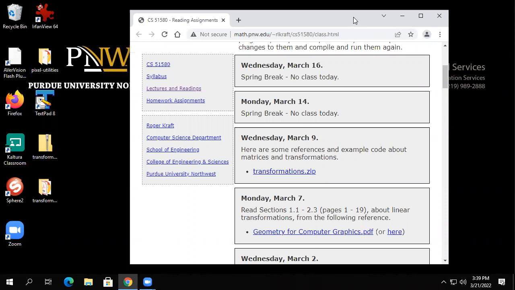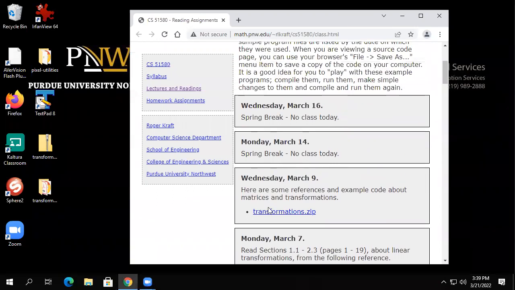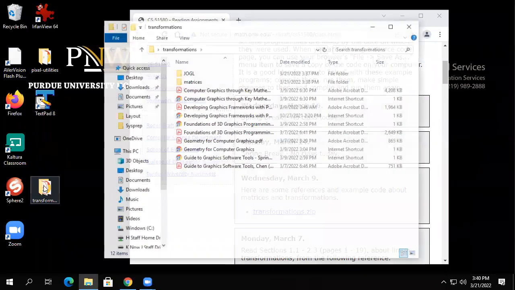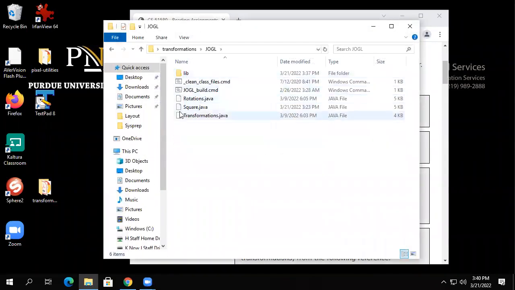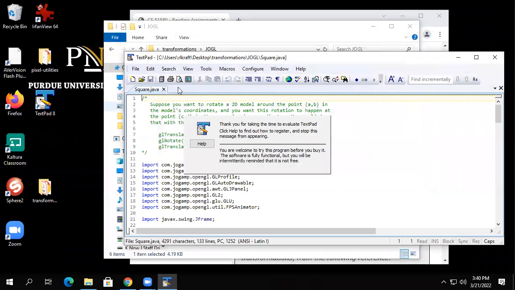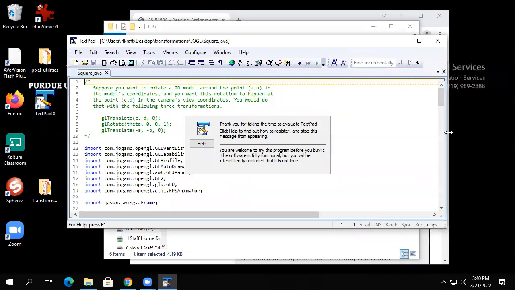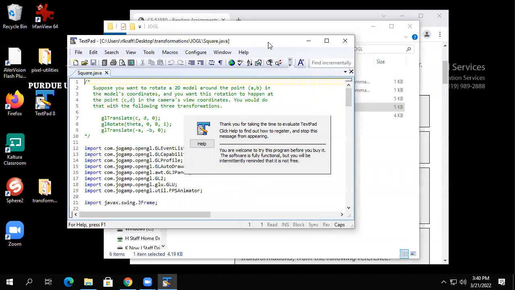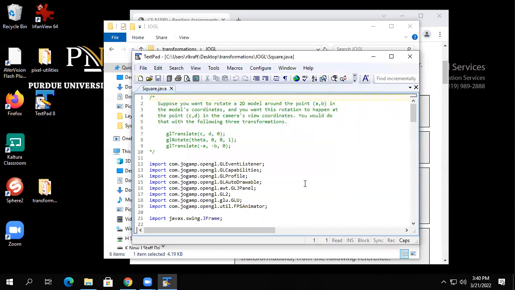Okay, so we're going to look at some more code in this example here, in this folder here. We're going to look at this example called square. The key idea that we're going to practice with is rotating around a point.